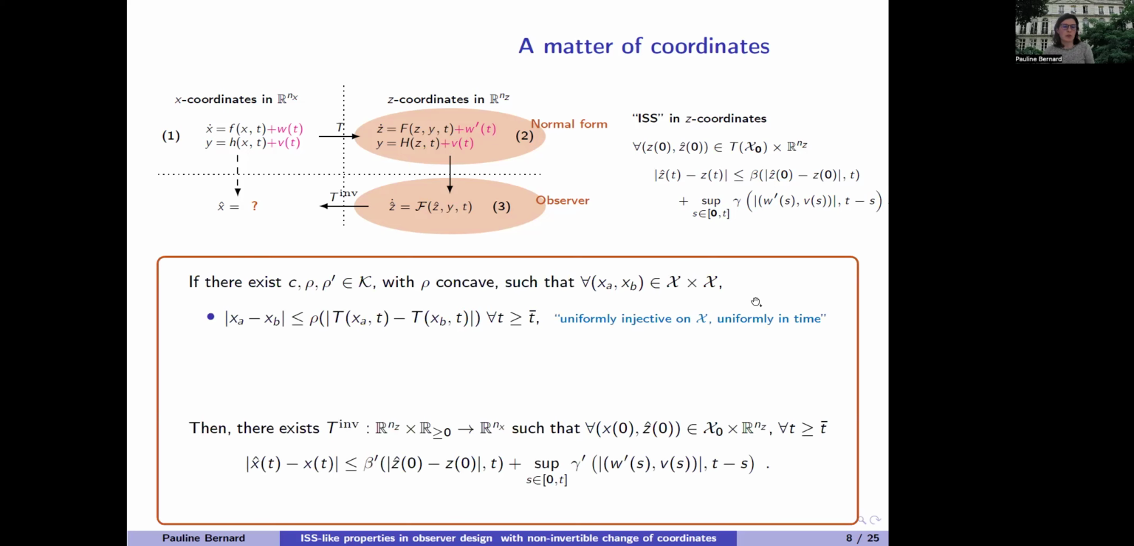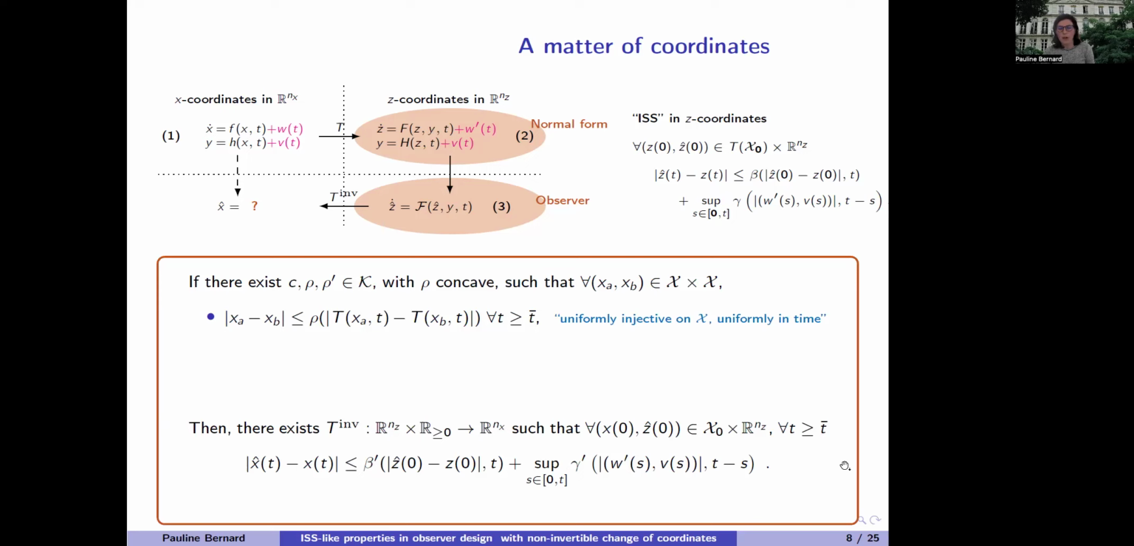So let's try to see together. The first thing you want to do, of course, is to go back. And you can imagine that the way you're going to go back needs to be somehow uniform. So you're generally going to assume some uniform injectivity, both in space and in time, which is going to allow you to at least bound x hat minus x by a function of z hat minus z. So this is going to give you this kind of thing.